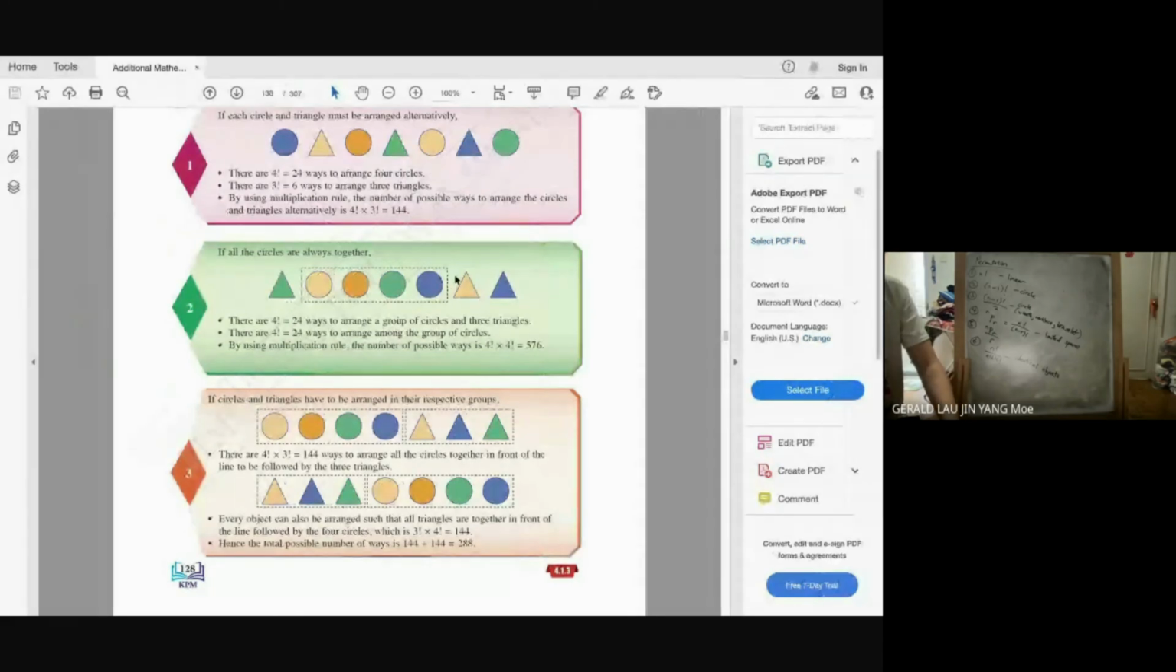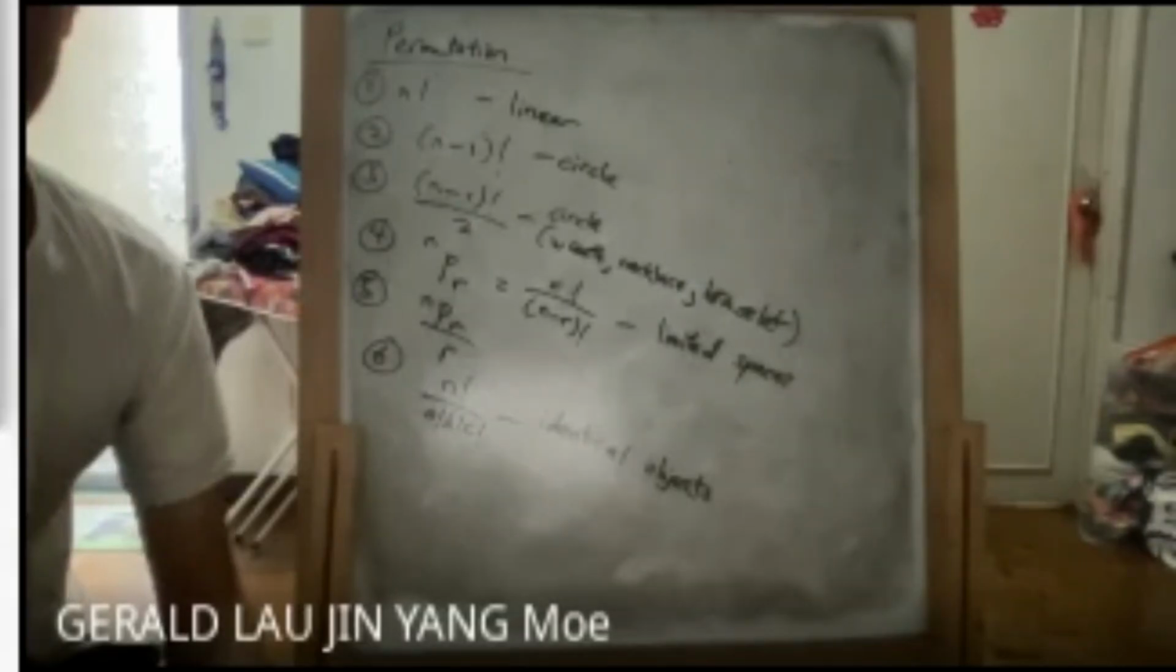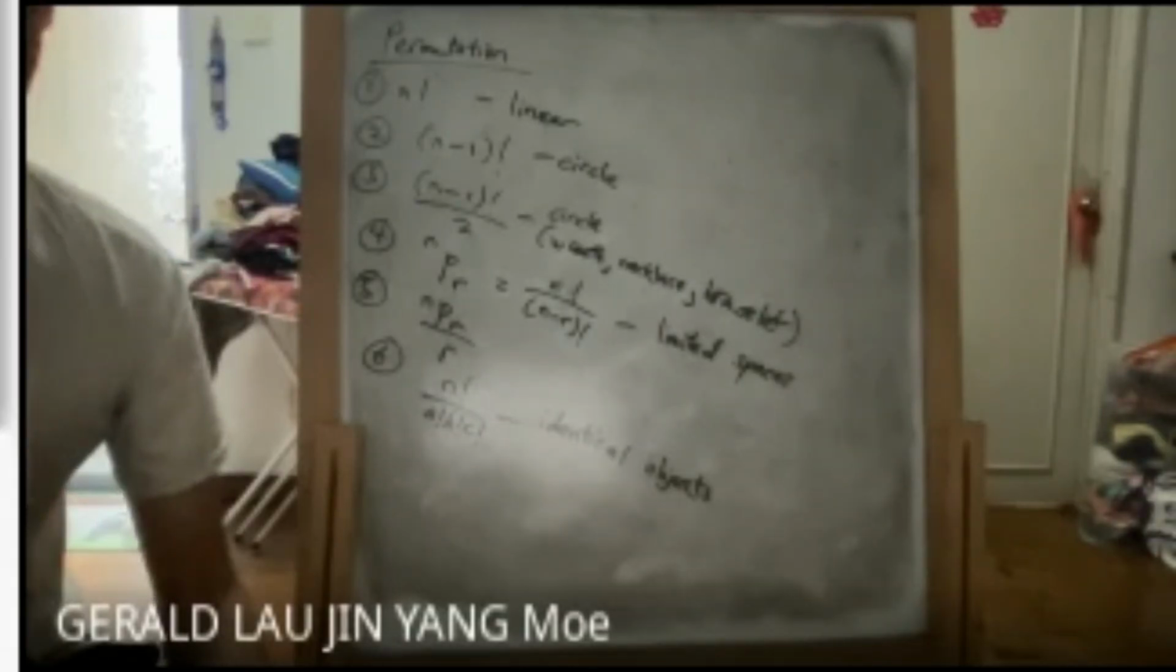What if I ask: circles can be separated but triangles must be together in one group? So what factorial times what factorial? Type in the chat box. If the triangles are all together, why 3 and 4? Triangles all together.